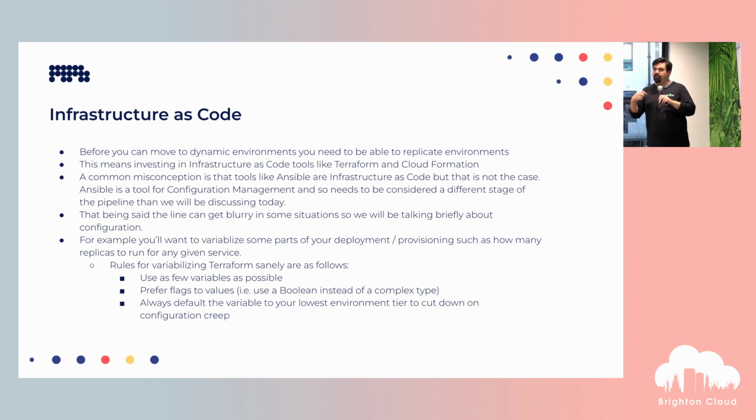A good example is when you're using Terraform to deploy things, you'll want to variabilize some parts of that deployment and provisioning, such as how many replicas to run for any given service. And my rules for variabilizing Terraform sanely, and this has saved us a few times, is obviously use as few variables as possible. Prefer flags to values, so use booleans instead of complex types. So you want an on-off switch, not a slider. Yeah? And then always default the variable to your lowest environment tier to cut down on configuration creep.